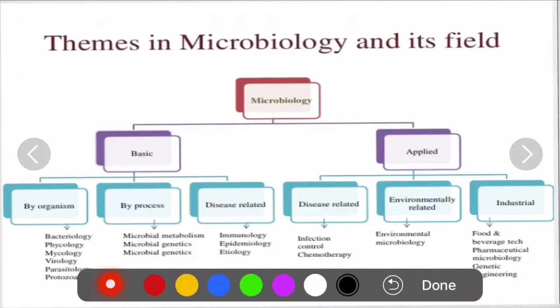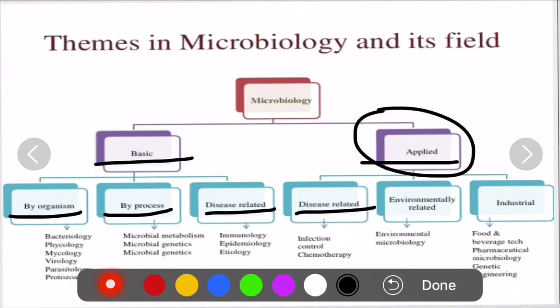Let's see the fields of microbiology. There are two different fields, the basic field and the applied field. Under basic fields there is the study of microorganisms. Whatever microorganisms there are, they will be studied under this field, along with microbial metabolism, physiology, immunology and etiology. Under the applied field there is the disease-related field, about the infections caused by microorganisms, the environmental field, how microbes are helpful to the environment, and the industrial field, how microbes are helpful to industry.